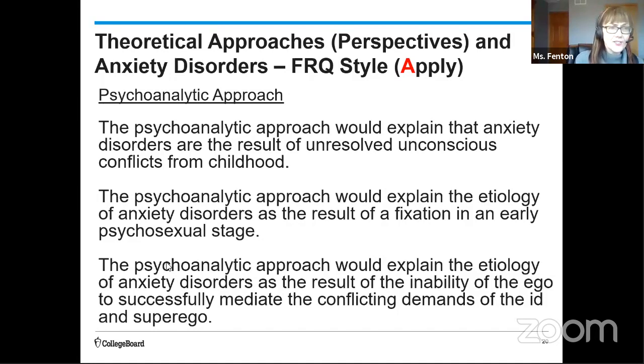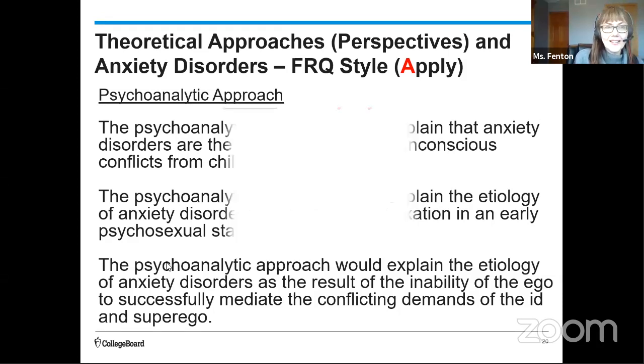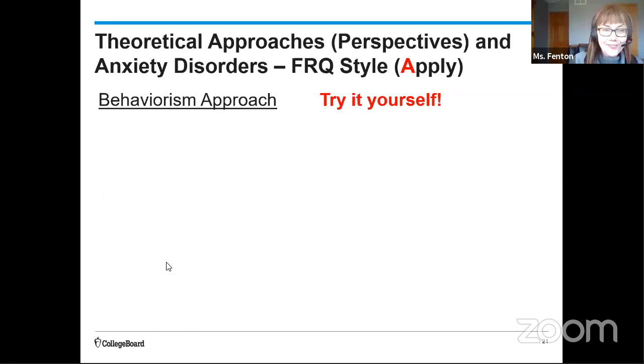And this is also illustrating how the concepts that you learned in the personality unit apply to Unit 8 as well. Okay, I'm going to have you try it yourself with the behaviorism approach. So if you're thinking about anxiety disorders, maybe a phobia, how would Skinner potentially explain that? How does he explain behaviors in general?